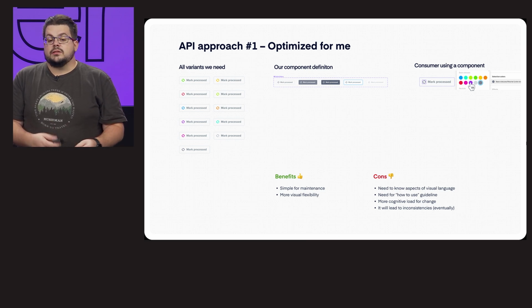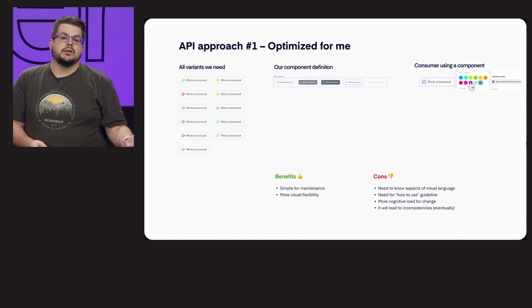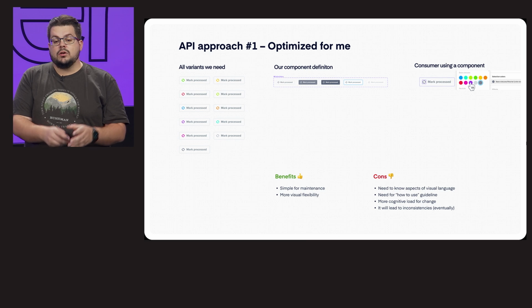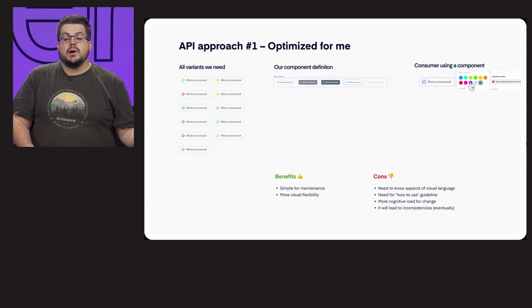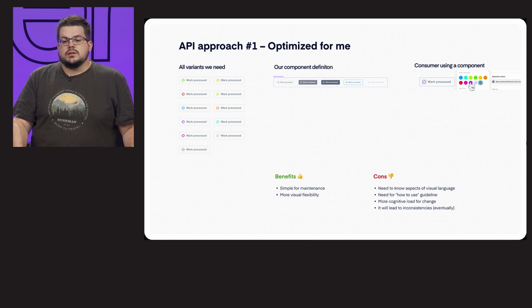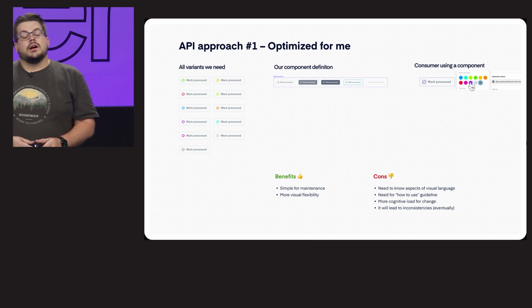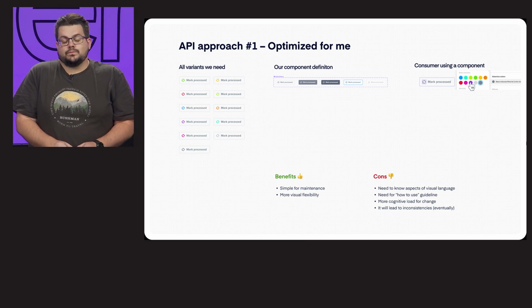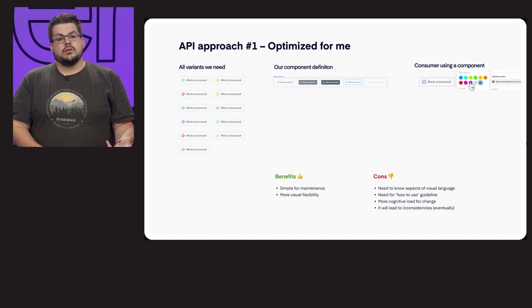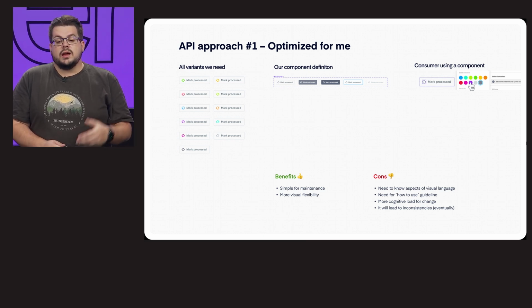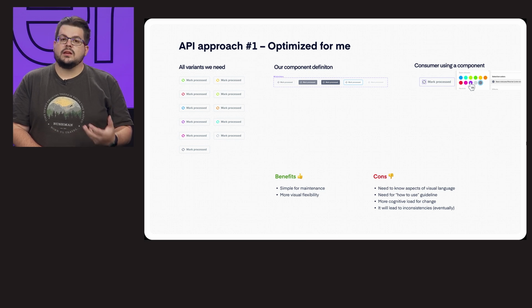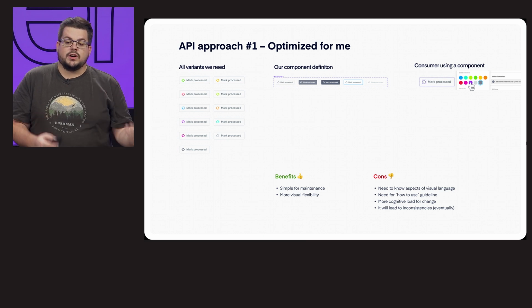Let's say I need 10 variants of one button with different colors. So I can build a component, I can define the component with all the states like hover, focus, disabled, but I won't pick any colors in the component definition. Instead, when I will be using the component in my designs, I can just select the icon and I can change the color directly. This is great because this is very simple for maintenance and it gives me some visual flexibility. However, it also expects that I know all the aspects of the design language. It also needs some onboarding on how to work with components like this, and it requires more cognitive load for changing the component.